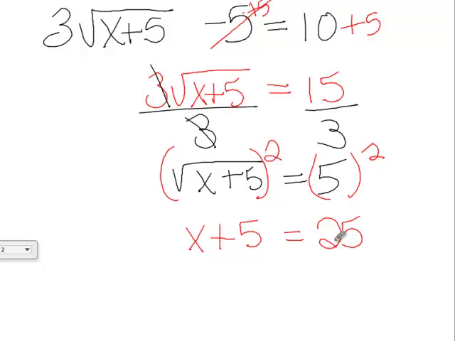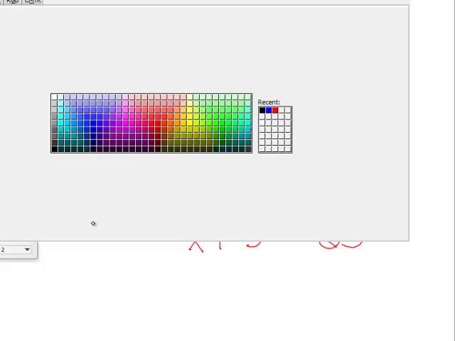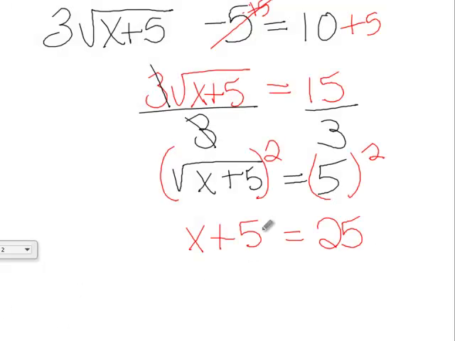Now we have a regular equation. So once you've gotten rid of your radical, you go ahead and solve the equation the same way you would normally do. So in this case, we're going to subtract 5 from both sides, and 25 minus 5 ends up giving us 20. So 20 would be what we would believe is the solution.